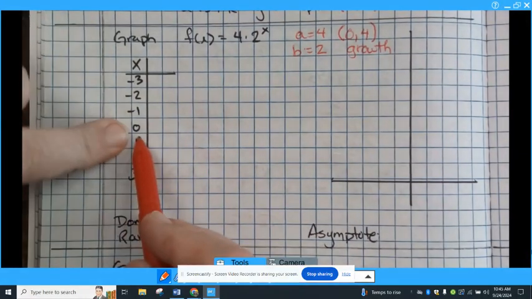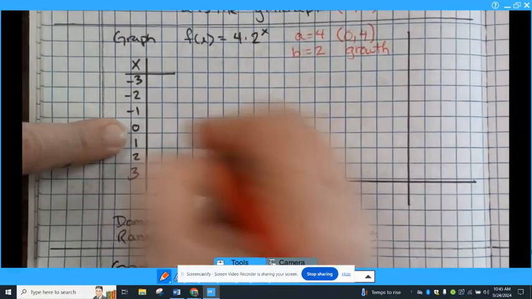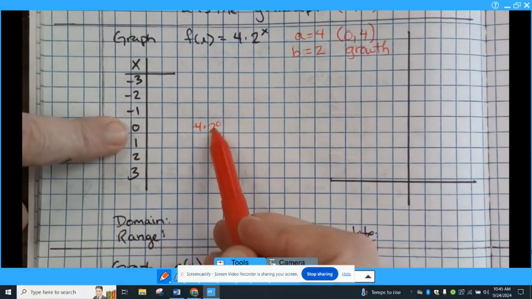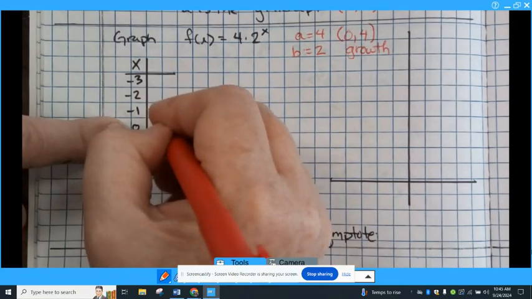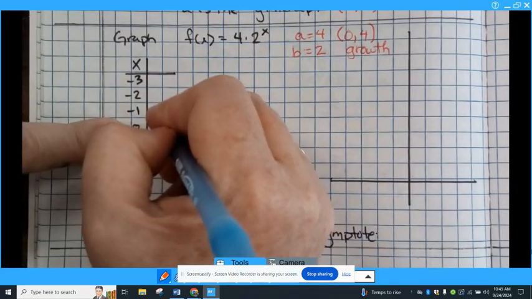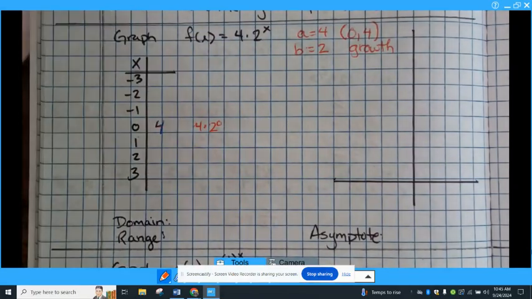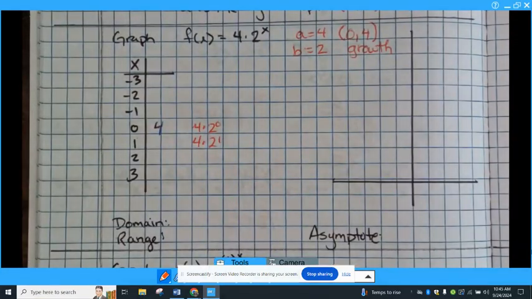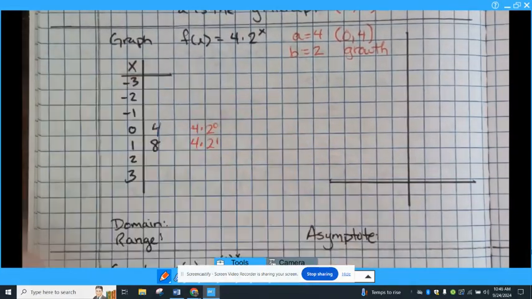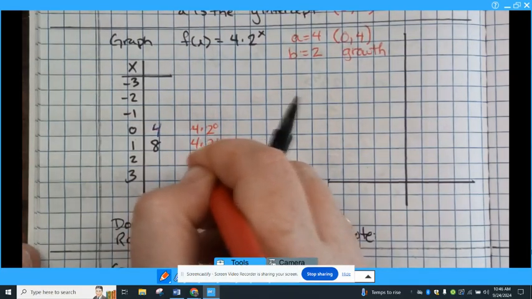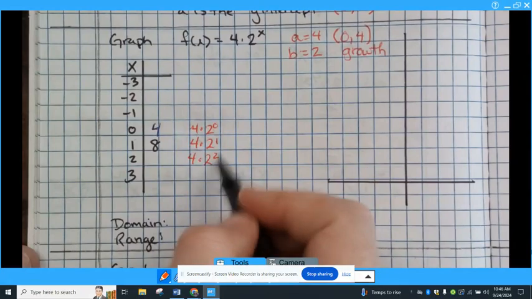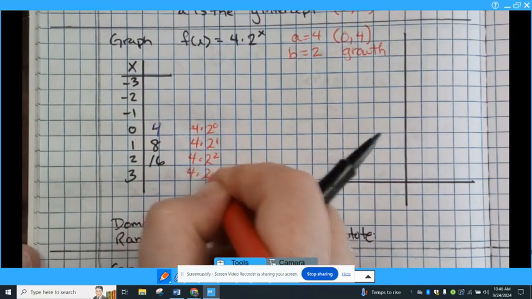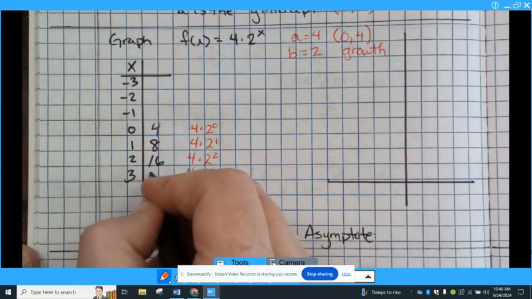We're also going to talk about domain, range, and an asymptote. I'm going to plug in 0, the easiest number to plug in. This is 4 times 2 to the 0. Anything to the 0 power is 1, so this is 4 times 1, which is 4. Then I'm going to plug in 1: 4 times 2 to the first. 2 to the first is 2, times 4 is 8. Then 4 times 2 squared. Exponents first. 2 squared is 4, and 4 times 4 is 16. 4 times 2 to the third is 4 times 8, which is 32.